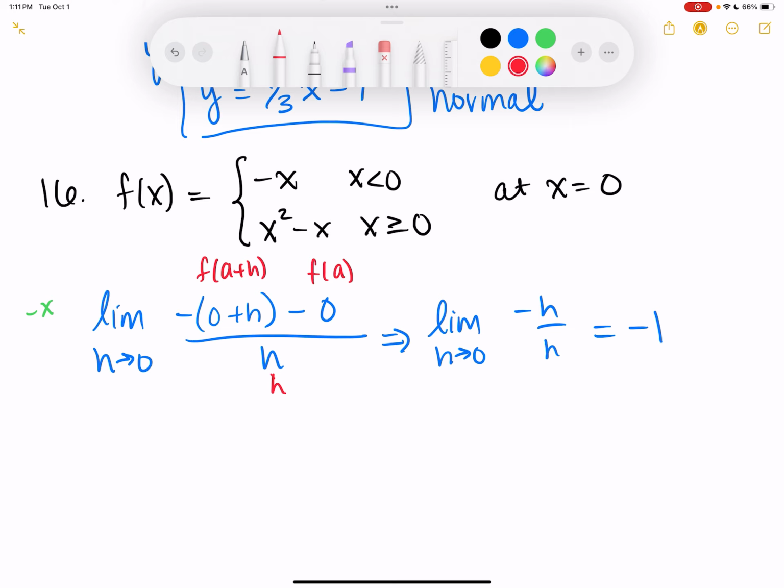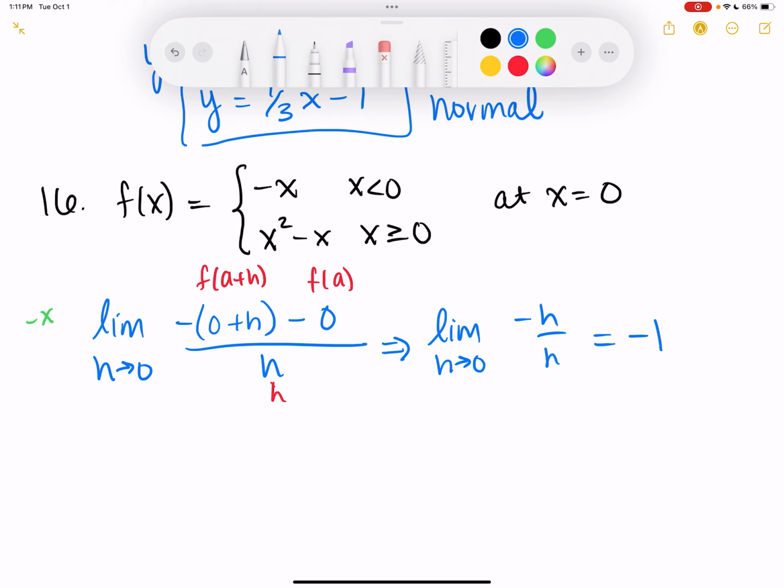So then we do the same thing with the other one. So the limit as h approaches 0 of 0 plus h quantity squared, minus 0 plus h, minus, and then 0 minus 0, all over h.